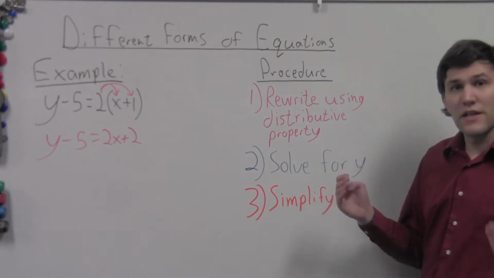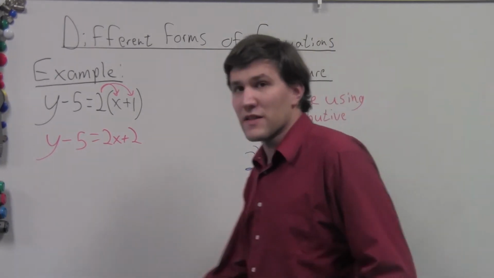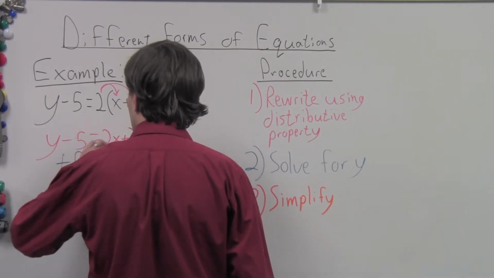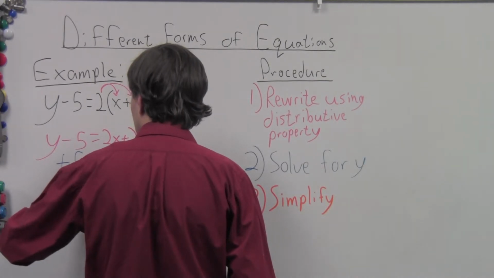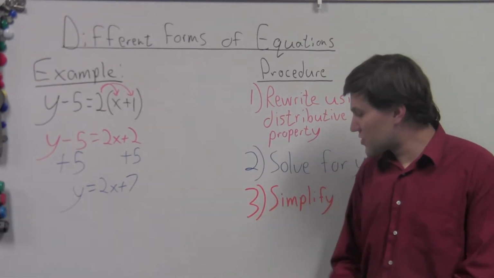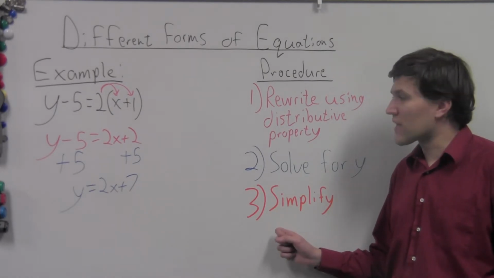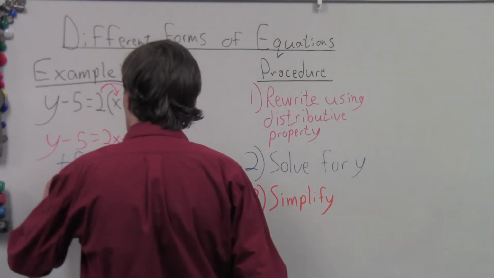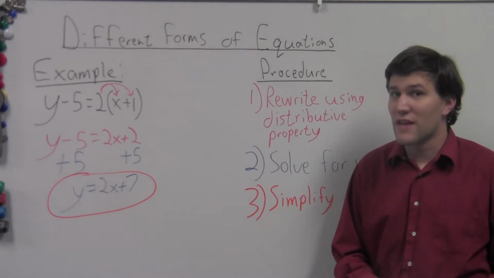Our second step is to solve for y. We have y minus 5. To get y by itself, we're going to have to add 5 to both sides. So we have the equation y equals 2x plus 7. Our last step is to simplify and write it in y equals mx plus b form. If we look, we've already done that. So this is our final answer. y equals 2x plus 7.